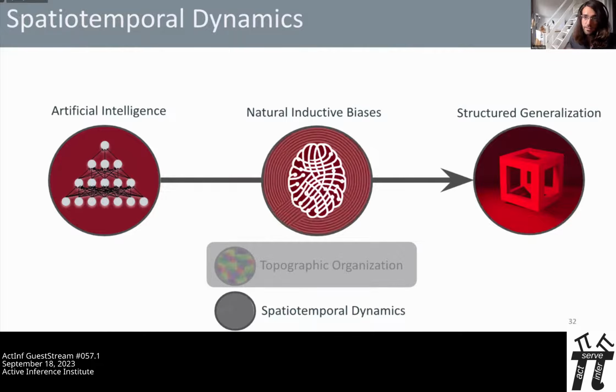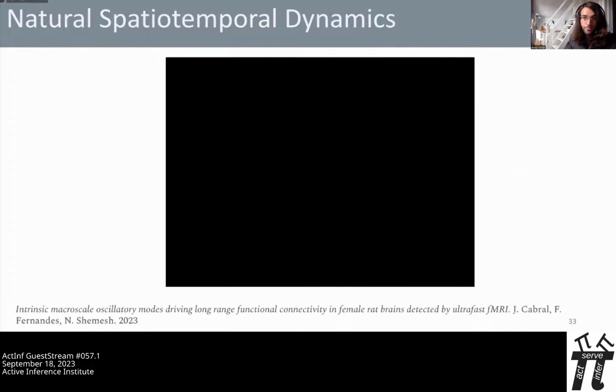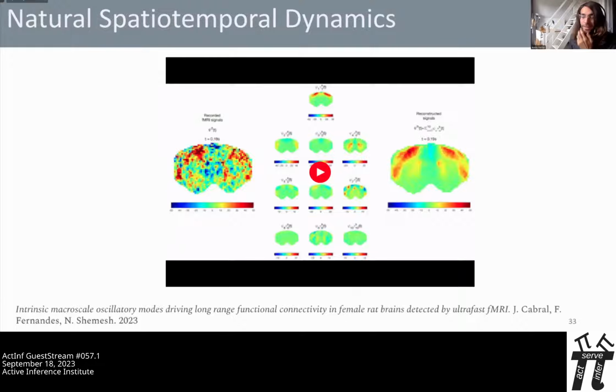And so that takes us to the second part of this talk, which is spatio-temporal dynamics that we're going to try to integrate into artificial neural networks. One example of that is traveling waves, like I showed here. So what do we mean by that?